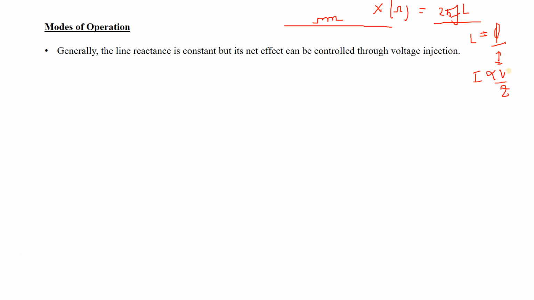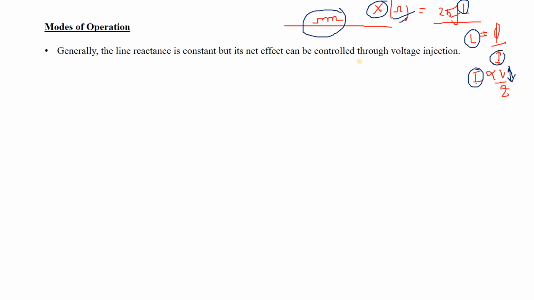The compensator can inject voltage into the system. If it is injecting voltage, the voltage is variable, so the current will also be variable, the inductance is variable, and if we can vary the inductance we can vary the inductive reactance also. The line reactance is constant itself, physically constant, because we cannot include more ohms, but its effect can be controlled by the voltage injection.